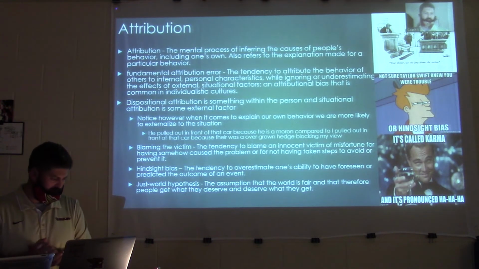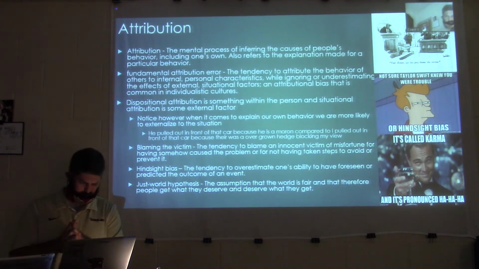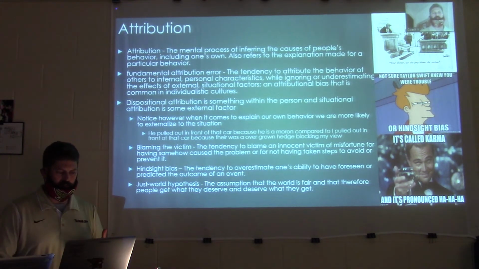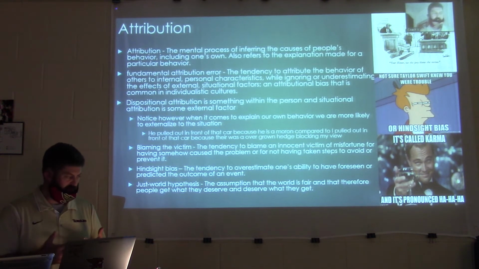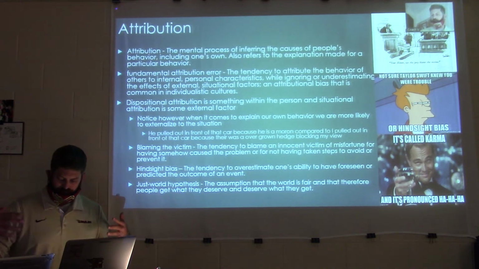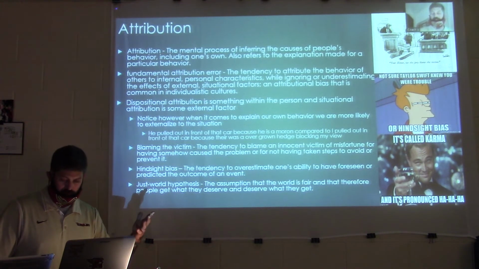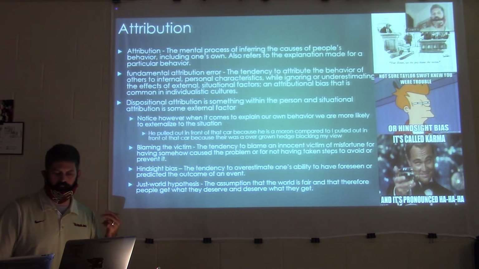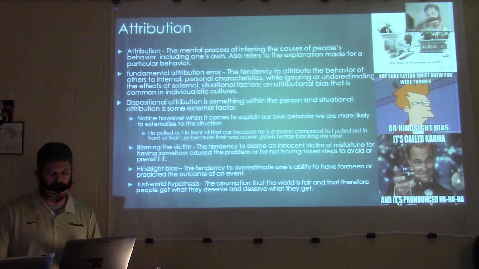All right, attribution. I love teaching about this. So it's the mental process of inferring the causes of people's behavior, including one's own. This also refers to the explanation made for a particular behavior. One of my favorite terms is the fundamental attribution error. That is basically attributing a particular behavior of another person, not you, to internal personal characteristics while ignoring everything else that could have an effect on it, like the situation or the circumstances or prior experiences leading up to this particular behavior.